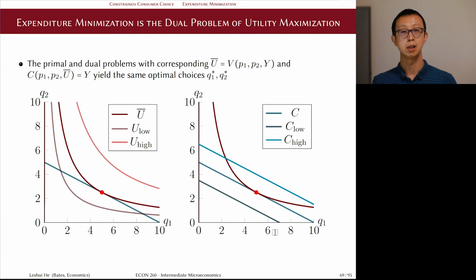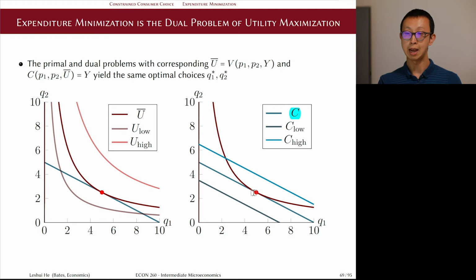The sweet spot lies in the expenditure level of C here, which corresponds to a particular expenditure curve that is just tangent to the desired indifference curve. This tangent point here represents the consumption bundle that incurs the lowest possible expenditure that reaches the desired utility level of U bar.